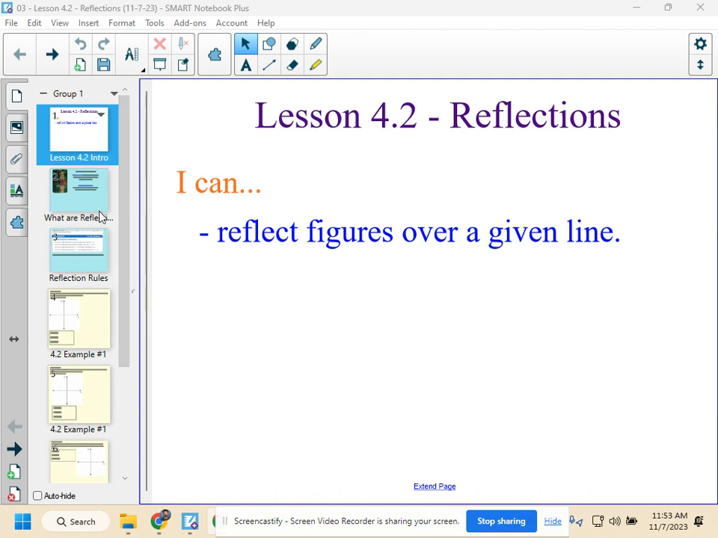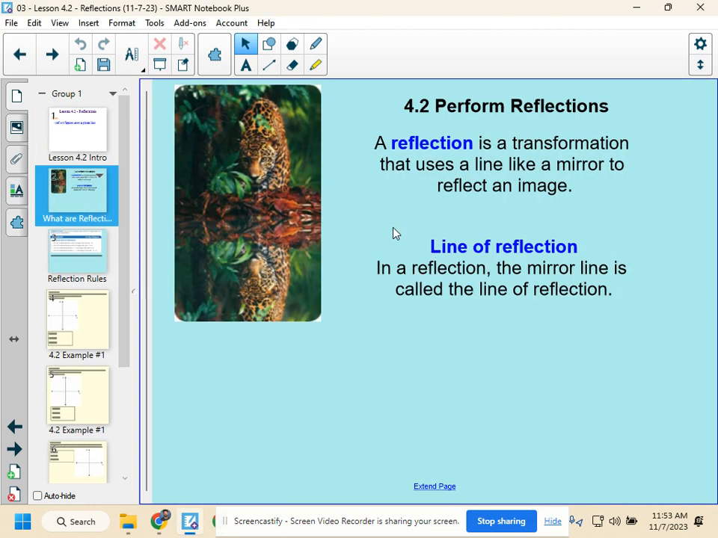So in class, just like we did with translation, we'll define what a reflection is. It's a type of transformation. So you pause here, you write down reflection as your vocab word. What is it? A transformation that uses a line like a mirror to reflect an image. That's maybe not the best definition, since you're using the word reflect to define reflection, but it's such common language. Flipping is maybe another way to say it: a transformation that uses a mirror to flip an image.